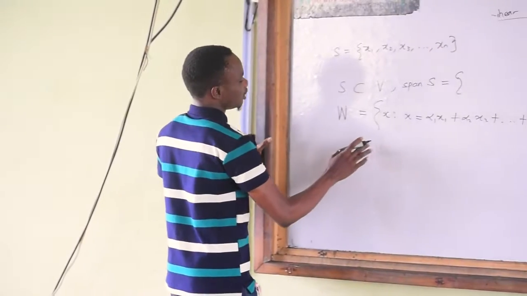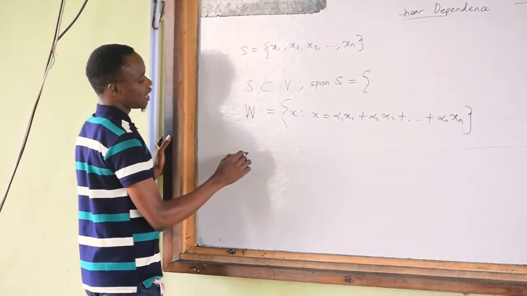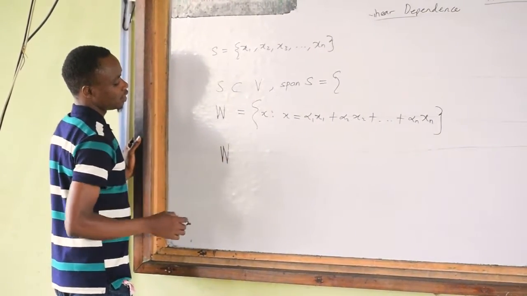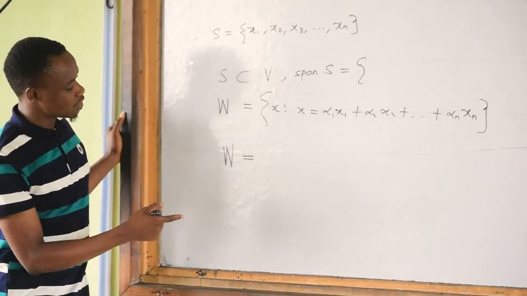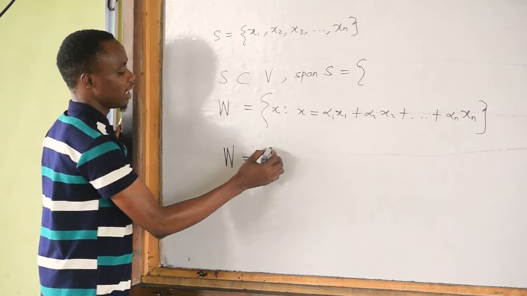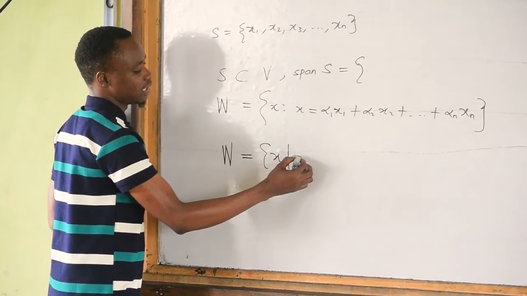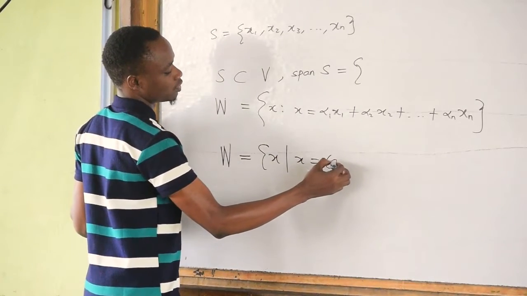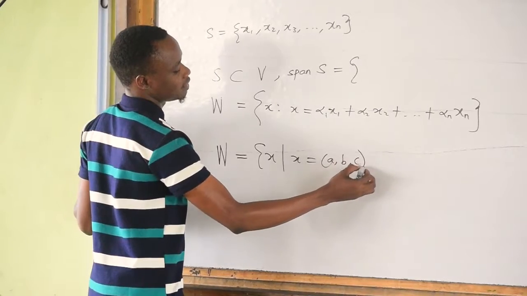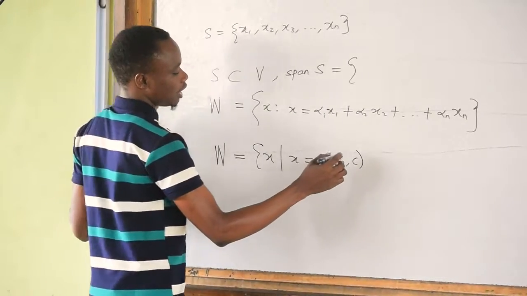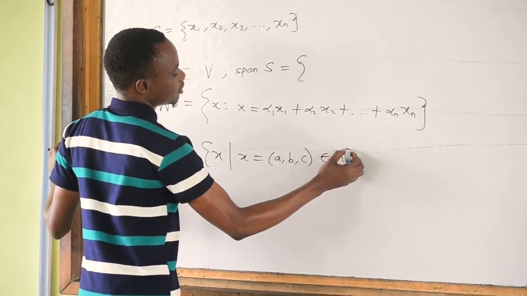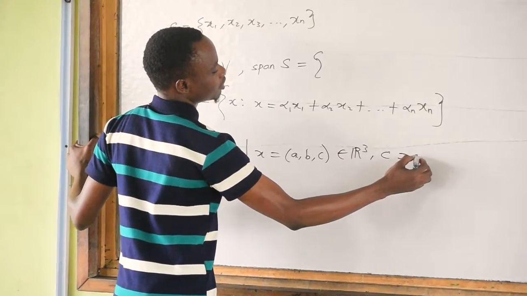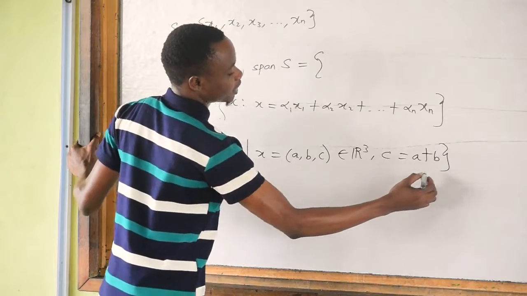That means, please pay attention, if I have a vector space, we're going to see an example now. Let's say I have the vector space we just defined. We have it to be X such that X equals (a, b, c), an element of R3, where c is equal to a plus b. Is it making sense to you?